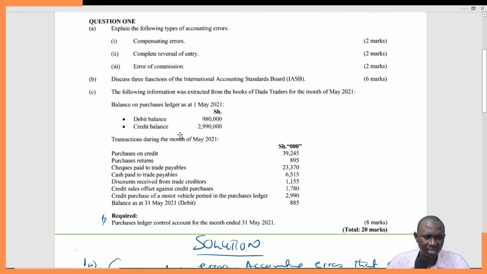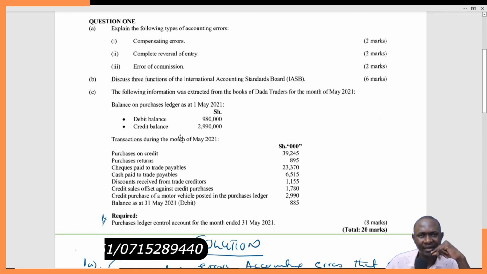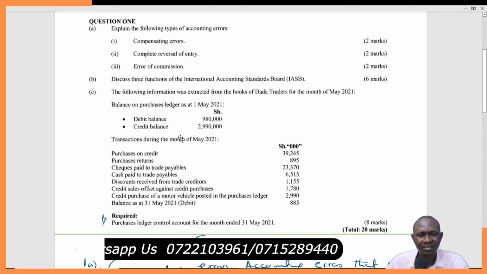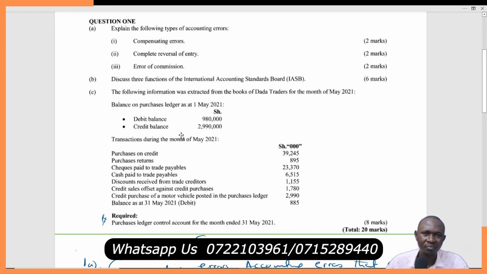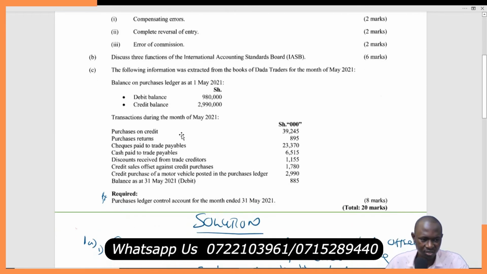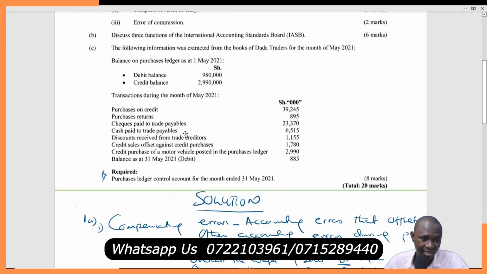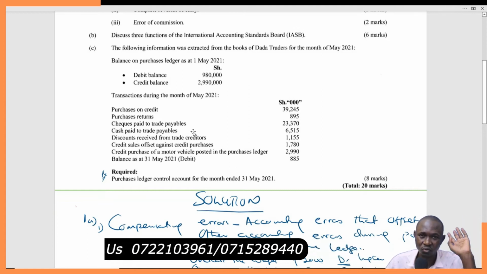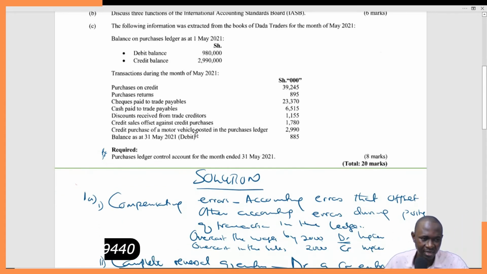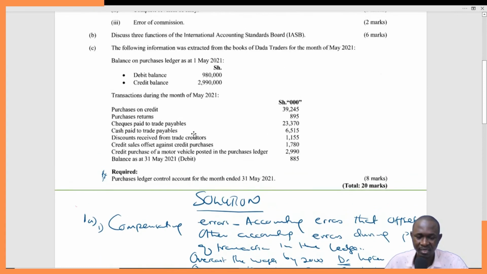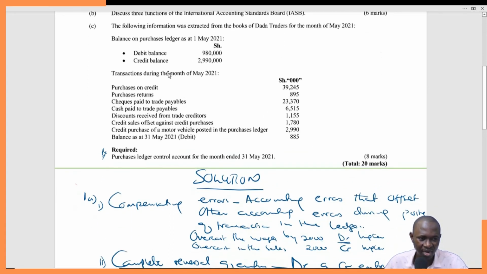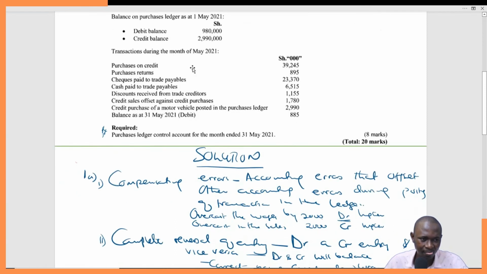If they tell you debit balance and credit balance, just take it as it is. Why? Because a control account is a summary of so many other creditors in the business. So there's a possibility that some creditors have been overpaid, and there are some creditors that we actually owe money. So it's okay to have both debit balance and credit balance. Remember, this is a summation of all the creditors in the business. Just take them as they are.